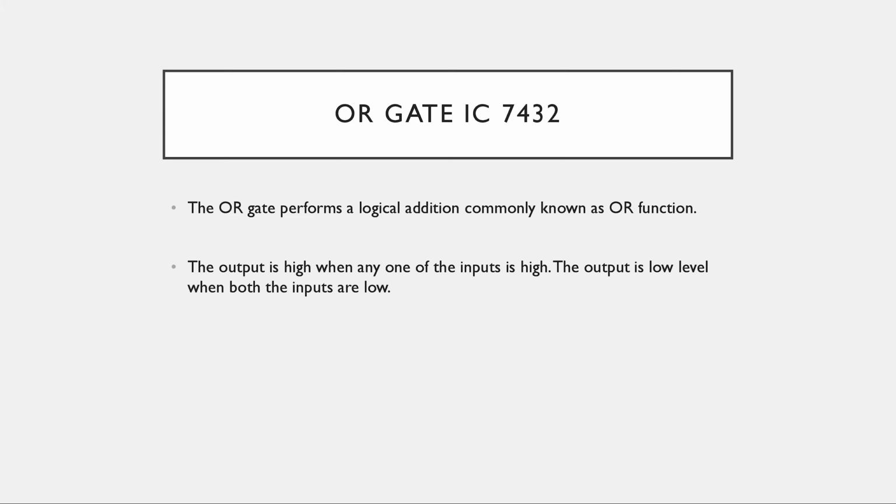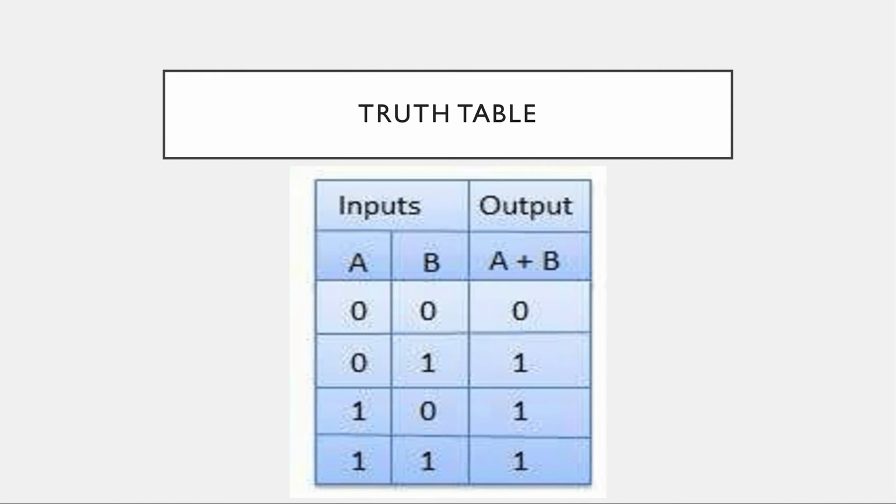Now we are going to see about the OR gate. The OR gate performs a logical addition, commonly known as the OR function. The output is high when any one of the inputs is high. The output is low when both the inputs are low. And the truth table is easily known for addition. When you add the inputs and you get 1, the output will be 1.